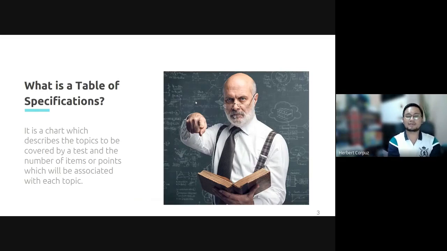So when we say table of specifications, it is a chart which describes the topics to be covered by a test and the number of items or points which will be associated with each topic. So it's particularly about preparing a paper and pencil test. It's particularly about what learning content should be covered by a test that we ask our students to complete at the end of every major grading period or quarter of our discussion. And also it's about deciding how many items we will be giving them to assess their levels of understanding of the lesson we discuss to our learners.